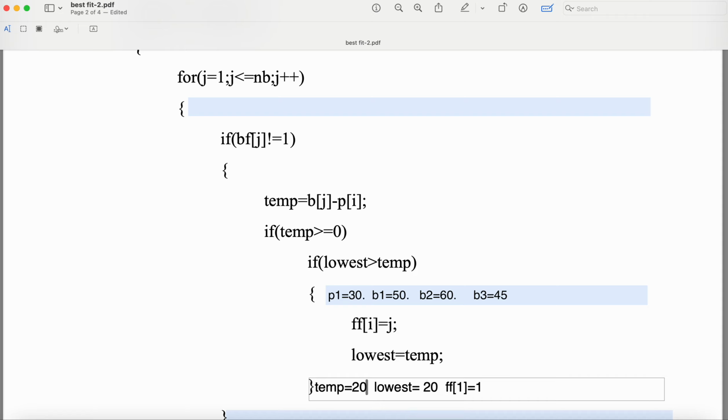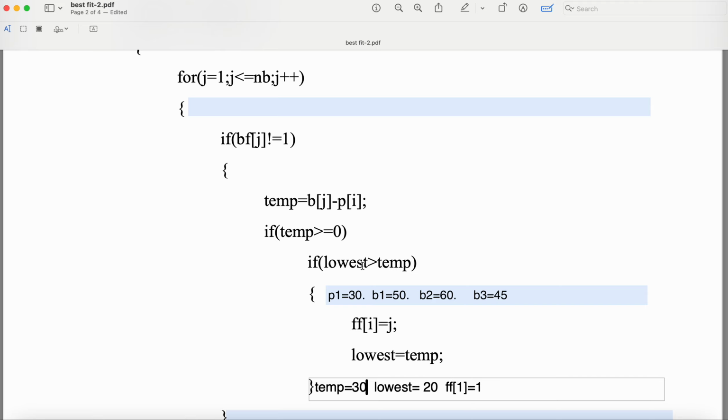What is B of j? B of 2. Now the j value is 2, and the i value is 1 only. B of 2 means 60. So 60 minus 30 means 30. So here what we are doing is finding the difference between the second block and the process. So now the difference is 60 minus 30, that is 30.